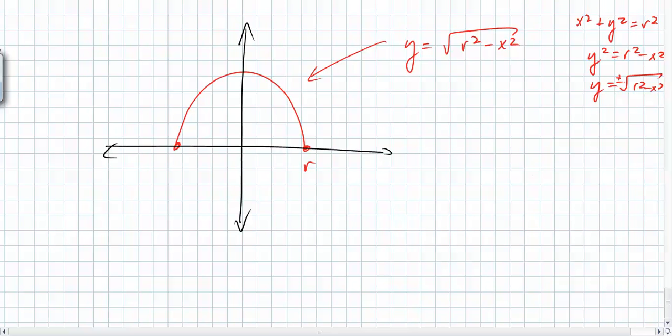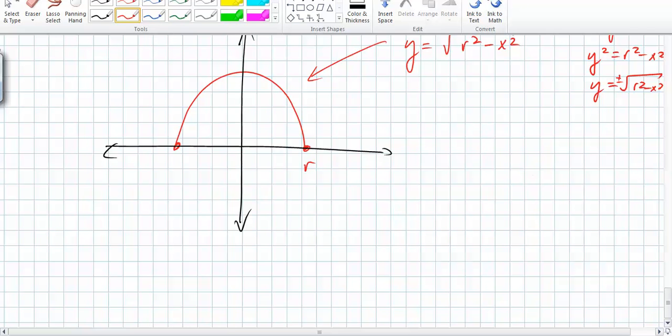So here's what we're going to do. We're going to take that arc, and we're going to look at the shape if you rotated it around the x-axis. What shape is it going to make? No, not an oval. A circle. It's going to make a sphere. It's the upper half of a circle, so if you rotate it, what are you going to get? A sphere.